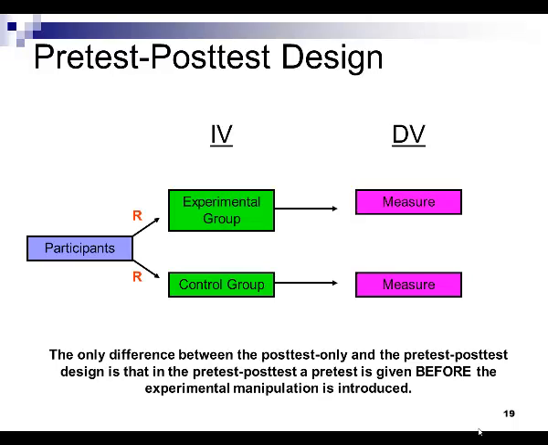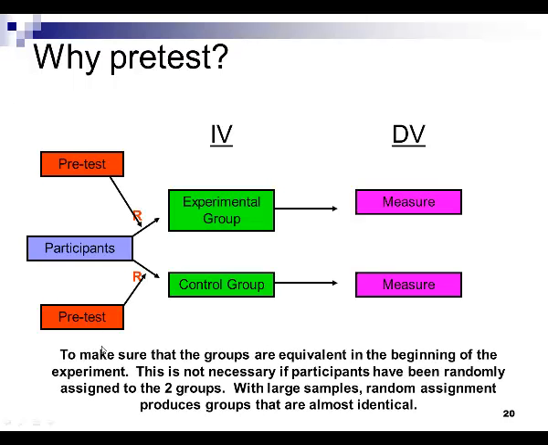With the pre-test and post-test design, the only difference is that a pre-test is given before the experimental manipulation is introduced. We do this to make sure that the groups are equivalent at the beginning of the experiment. This is not necessary if the participants have been randomly assigned to two groups with large samples, and usually that's about 30 people. Random assignment usually produces groups that are almost identical.